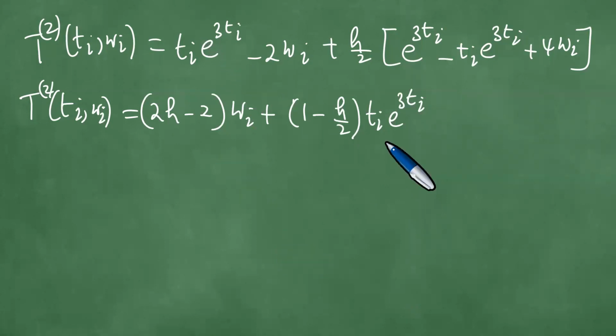Right. So yeah, we're done with the ti's. And then now we have the e only. It's going to be only h over 2 e to the 3ti, like this.